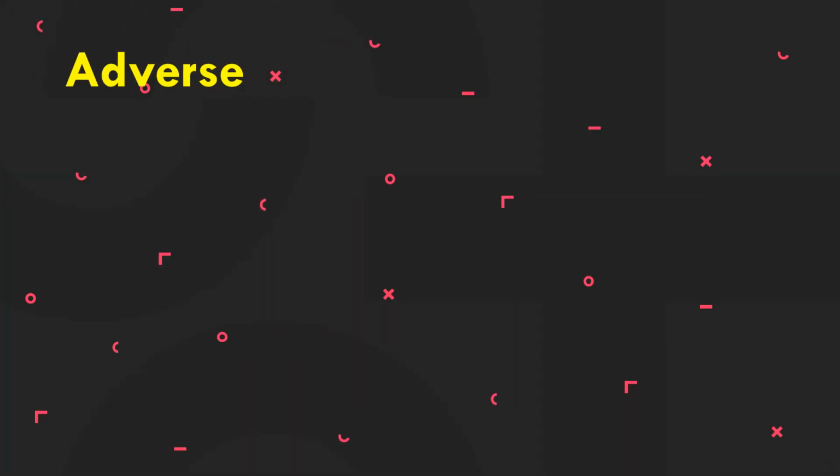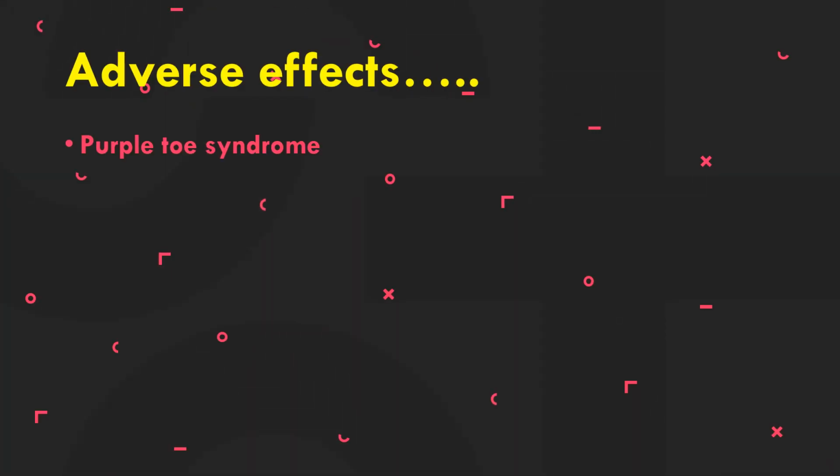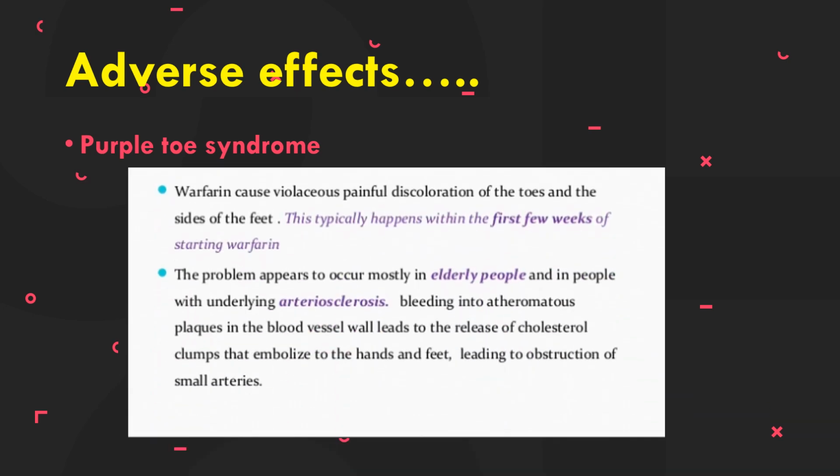Then other adverse effects are purple toe syndrome. In whole pharmacology, no drug other than warfarin is going to cause purple toe syndrome. First of all, it's very unique. आप सोचते हैं कि purple toe, वाह, what क्या चीज़ है? So obviously, it's very painful condition. What is happening? There is discoloration of the toes, and it's painful, and happens within first few weeks of starting warfarin. Typically seen in elderly patients and underlying arteriosclerosis.